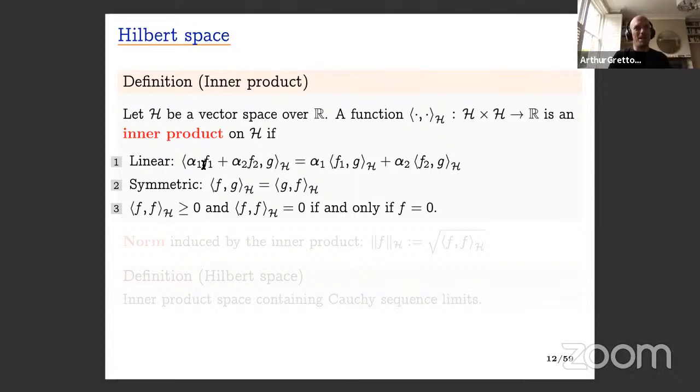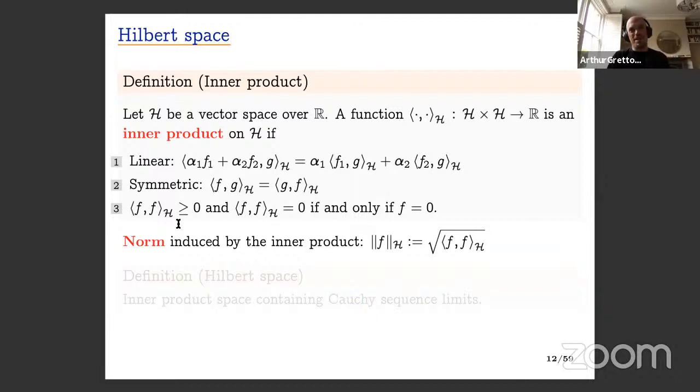So if I take the dot product of a weighted sum of two vectors, f1 and f2, with a vector g, that's the sum of the dot products with weights alpha1 and alpha2. The dot product of f and g is equal to the dot product of g and f. And finally, the dot product of f with itself is greater than or equal to 0, and that arises because the dot product of f with itself is just the squared length of the vector f, okay? So, if f and g are just vectors in R^D, then this is just the standard vector dot product.